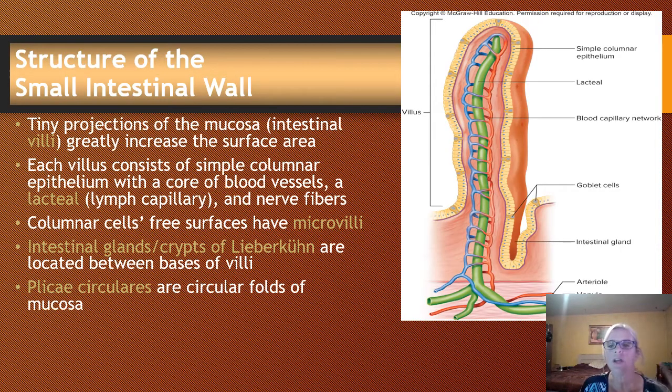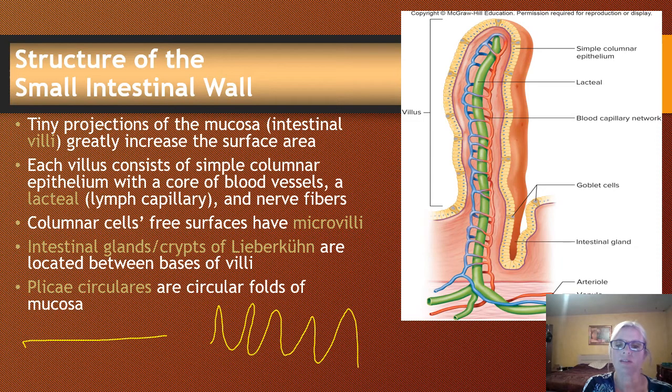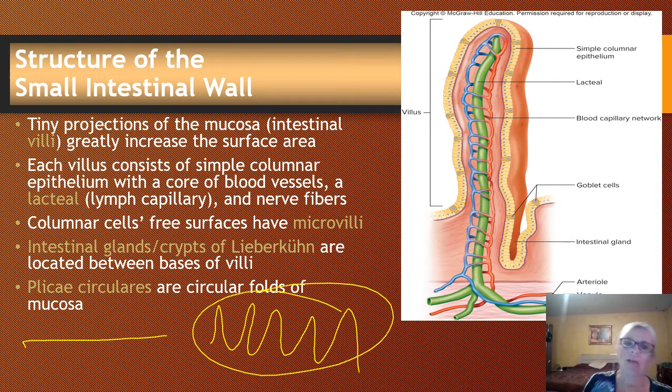So let's go ahead and look at the structure of the small intestines. What is the wall of the small intestines like on the inside? It's got tiny projections that we call villi, and these are mucosal. We do have mucus lining them, and these serve to increase the surface area. So if we have a surface that is like this, or a surface that is like this, which one will have more surface area? Well, if you picked this one, you're absolutely right.